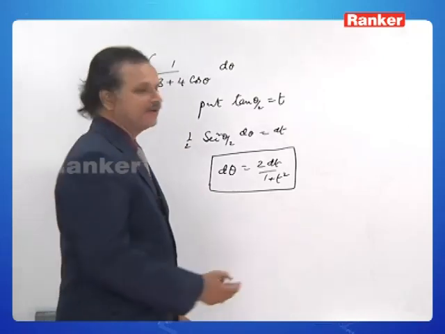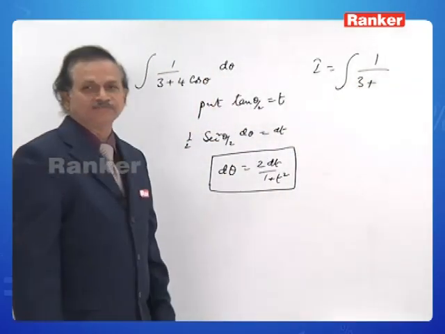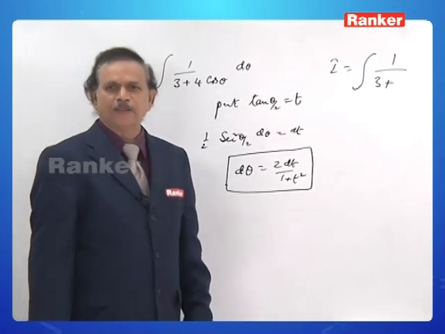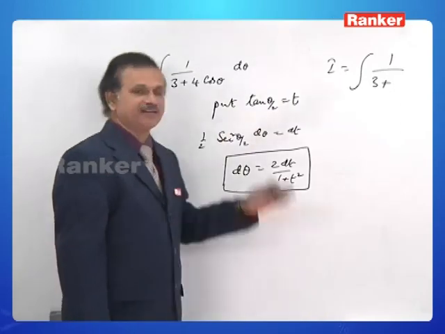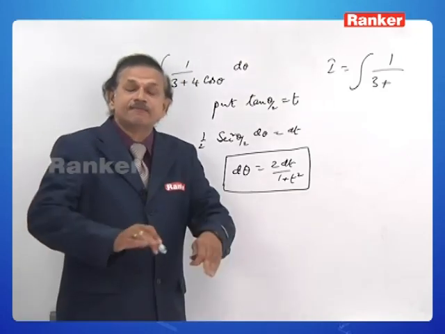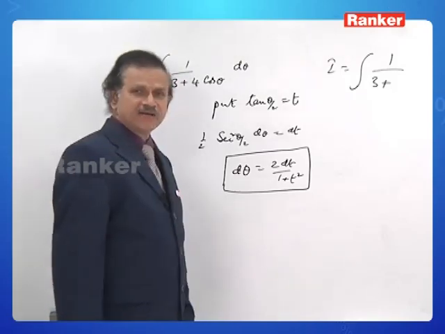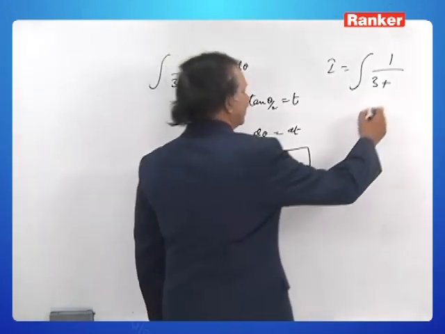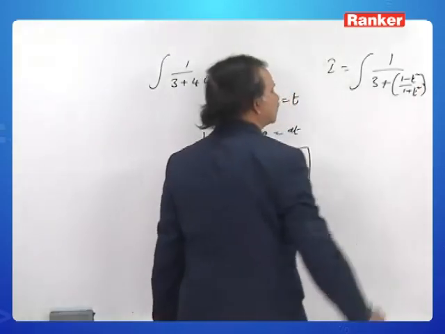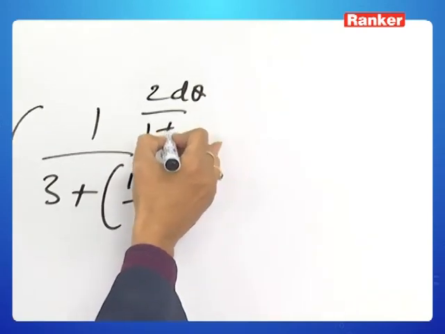Well, what is the fate of this problem? It's very simple. I is therefore equal to integral of 1 by 3 plus, what is cos theta? 1 minus tan square theta by 2 by 1 plus tan square theta by 2. You see, the plan of substituting tan theta by 2 is equal to t is both sin theta and cos theta have beautiful formulas in terms of tan theta by 2. That is the only reason. So, what is cos theta? 1 minus tan square theta by 2 by 1 plus tan square theta by 2. So, it is 1 minus t square by 1 plus t square. And in the place of d theta, we have 2 dt by 1 plus t square.